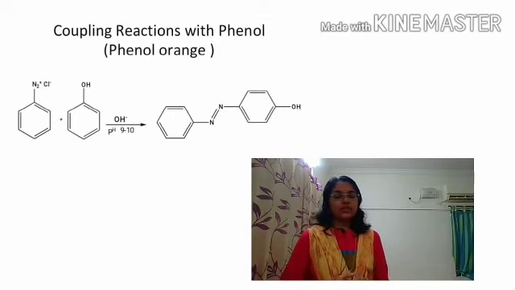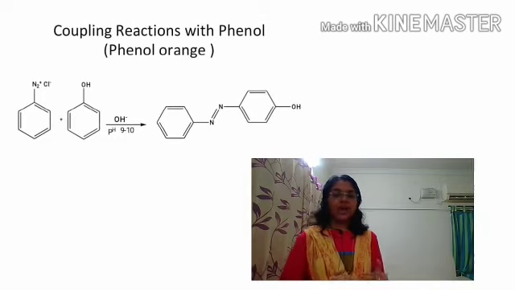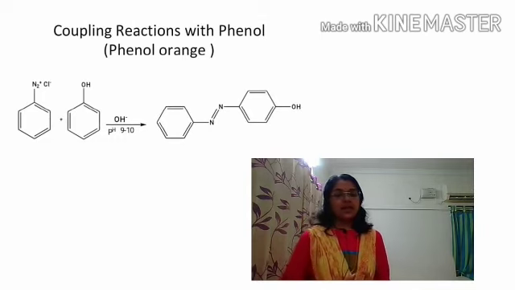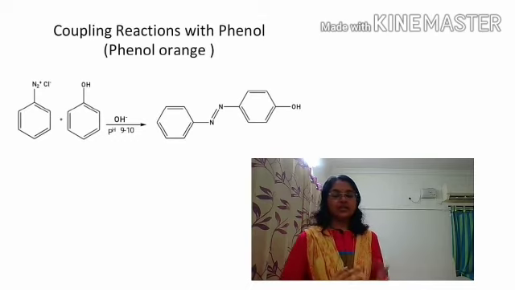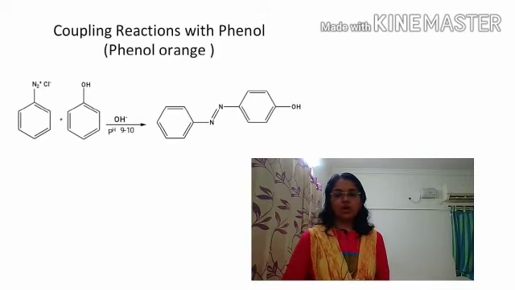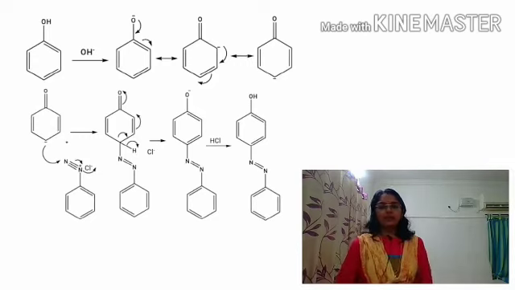Let us discuss the coupling reaction of benzene diazonium chloride with phenol. When benzene diazonium chloride is coupled with phenol under slightly alkaline conditions, we get para-hydroxyazobenzene, which is termed phenol orange because it has an orange color. So let us discuss the mechanism of this reaction.